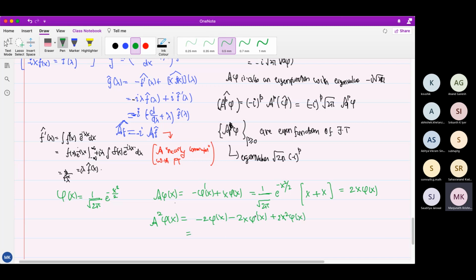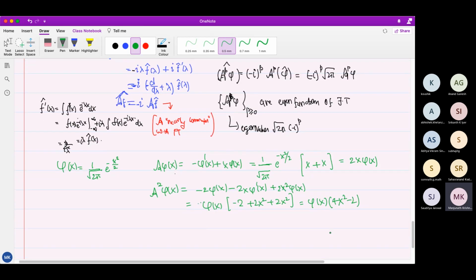Now we know that phi dash of x is minus x times phi of x. So I can again pull out a phi of x. What I'm left with is minus 2, and then here I think I get plus 2x square, another plus 2x square. So you get phi of x times 4x square minus 2.